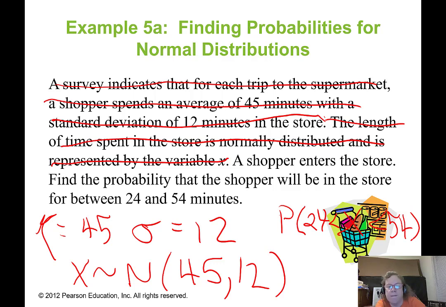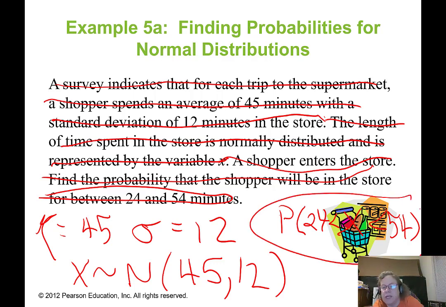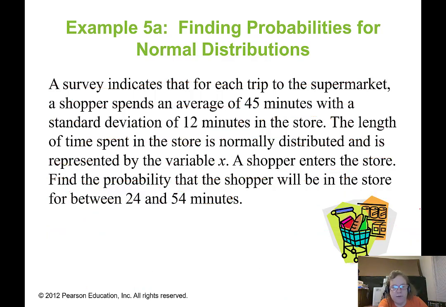Okay. Yay! No more word problem. I know what I'm doing. I am starting with the idea that I have a random variable that is normal with a mean of 45 and a standard deviation of 12, and then I'm trying to find the probability that that random variable is between 24 and 54. Okay? All right, well, let's move forward then.